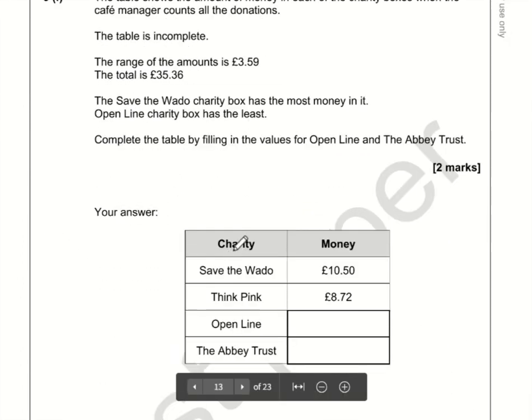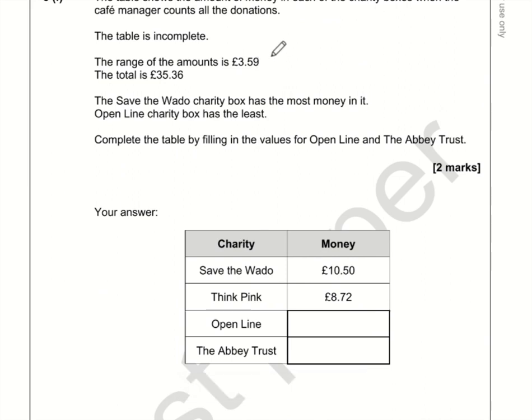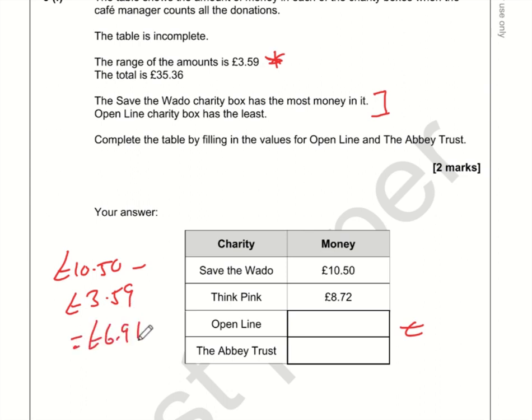Okay, 3F. So for this question, the key thing is that the range is £3.59. Save the Wildlife has the most and Open Line has the least. So the range is the difference between the biggest and the smallest. So for Open Line, it's going to be £10.50 take away the range of £3.59, and £10.50 minus £3.59, that is £6.91.